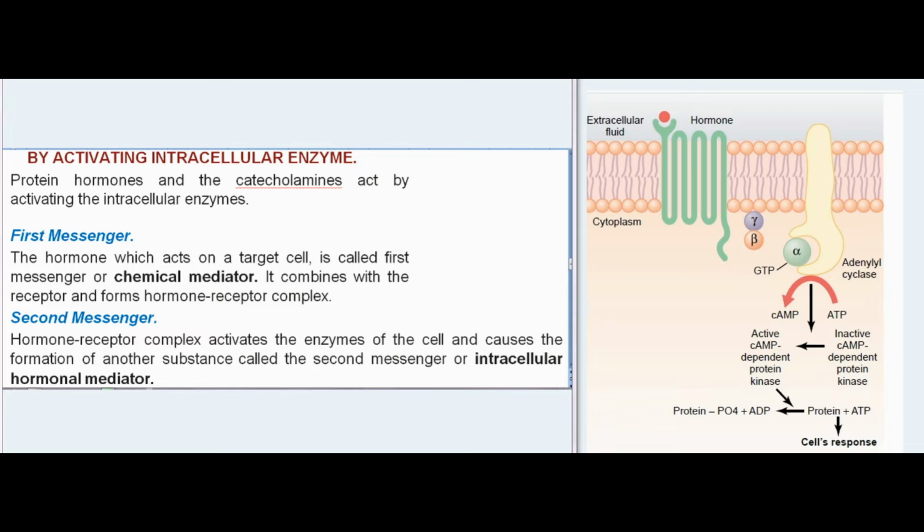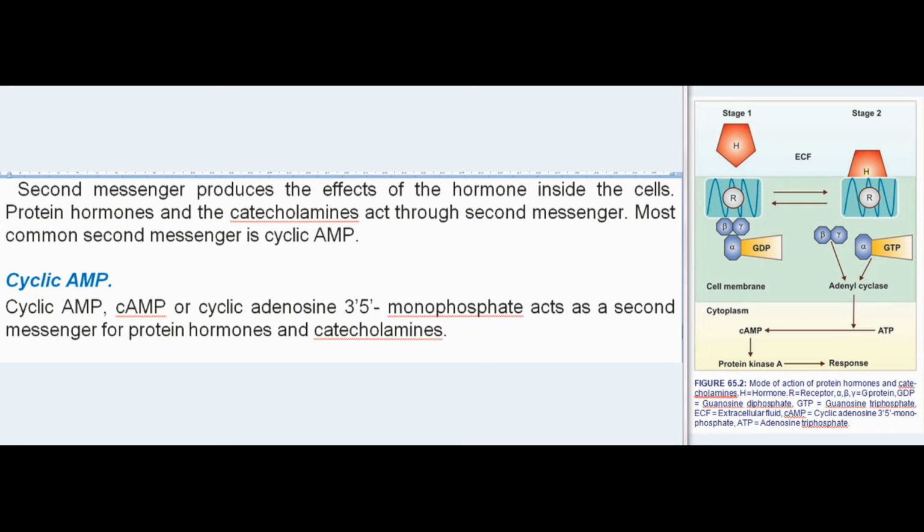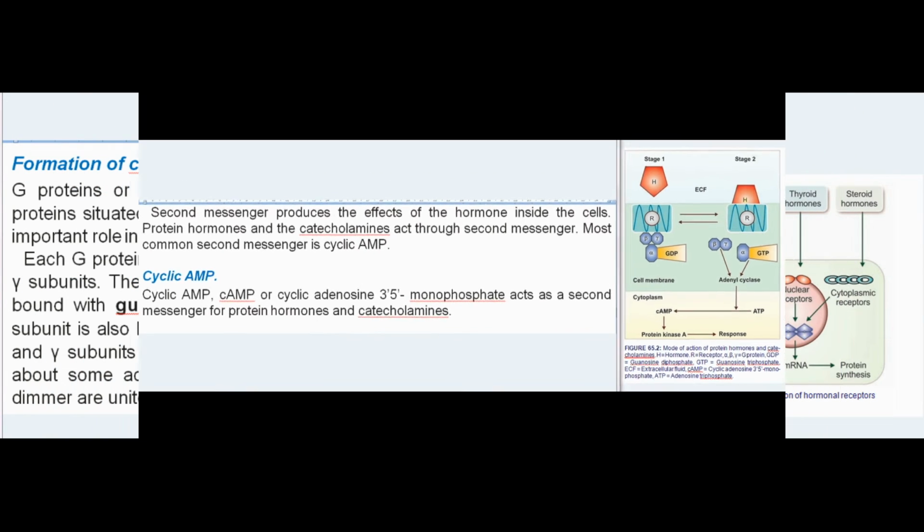Hormone-receptor complex activates the enzymes of the cell and causes the formation of another substance called the second messenger or intracellular hormonal mediator. Second messenger produces the effects of the hormone inside the cells. Protein hormones and the catecholamines act through second messenger. Most common second messenger is cyclic AMP. Cyclic AMP, cAMP, or cyclic adenosine 3,5 monophosphate acts as a second messenger for protein hormones and catecholamines.